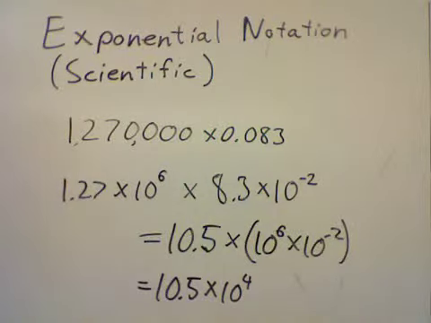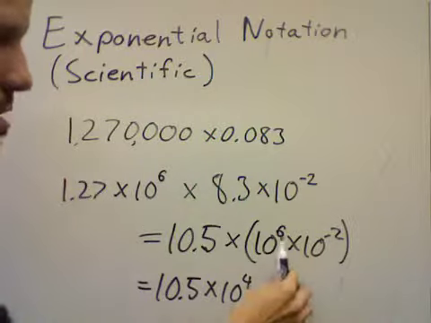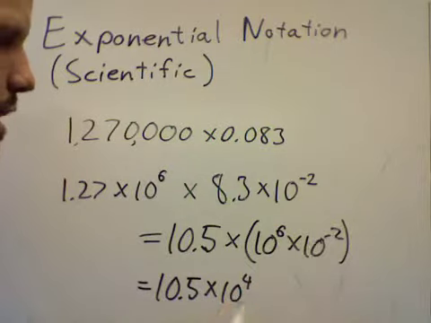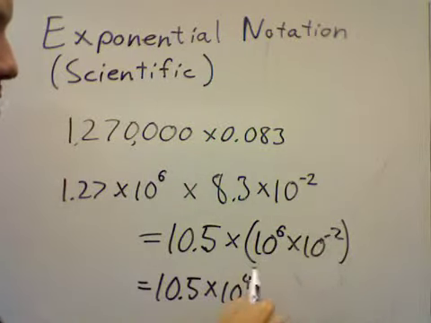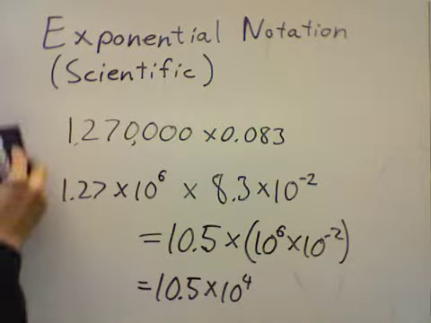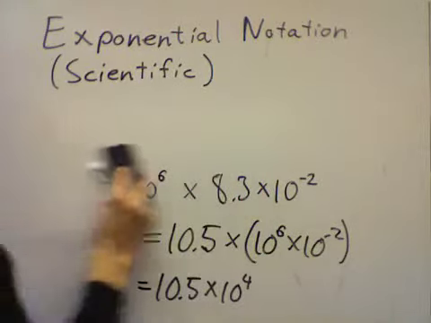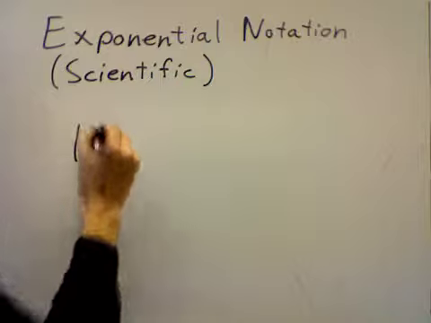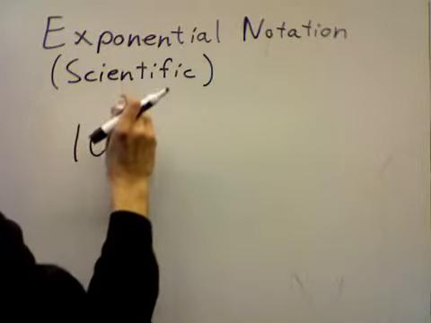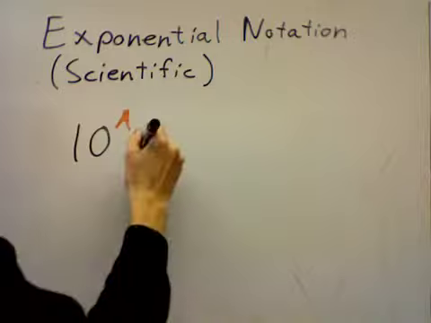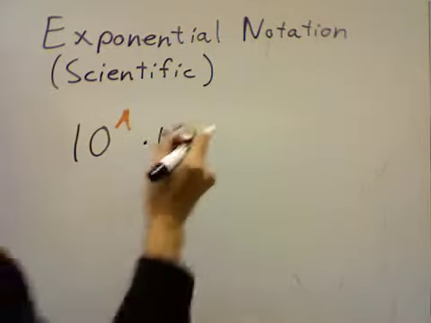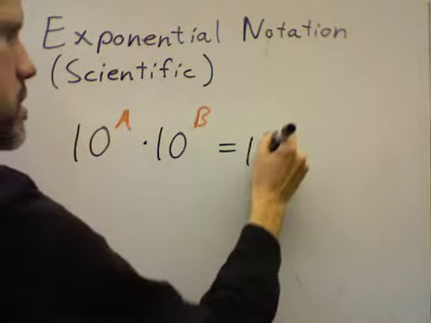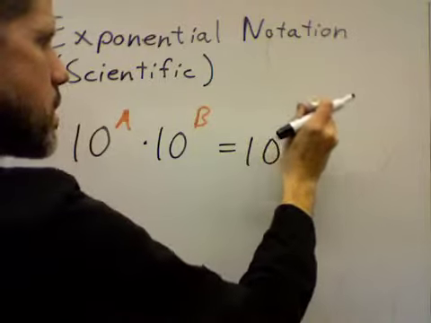Now there's an easier way I could have done that. I could skip some of the hassle by noticing that this is a 6 and this is a minus 2, and if I add 6 and minus 2 up, I get 4. We can write that as a general rule that applies to all kinds of different problems. And it goes like this: 10 to the a, where a could be any integer, times 10 to the b, where b is any integer, equals 10 to the a plus b.